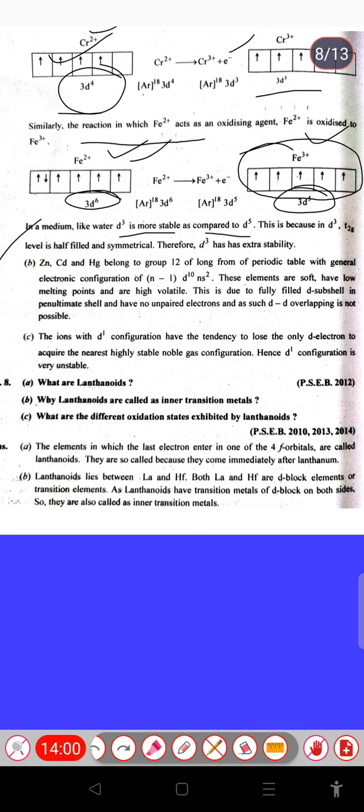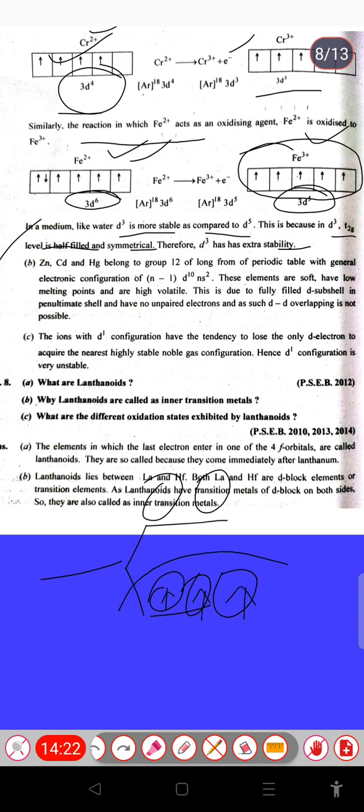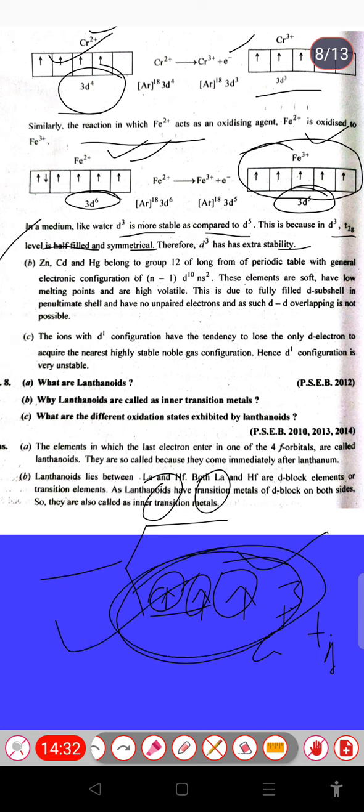This is because the d3 t2g level is half filled and symmetrical, and therefore d3 has extra stability. As we know, let's clear the diagram. With the splitting of the five degenerate d orbitals into two sets of orbitals, when three electrons are present here, 1, 2 and 3, they show a half-filled t2g electronic configuration, d3. This is a half-filled and symmetrical electronic configuration, hence it shows extra stability. That's why d3 has extra stability.